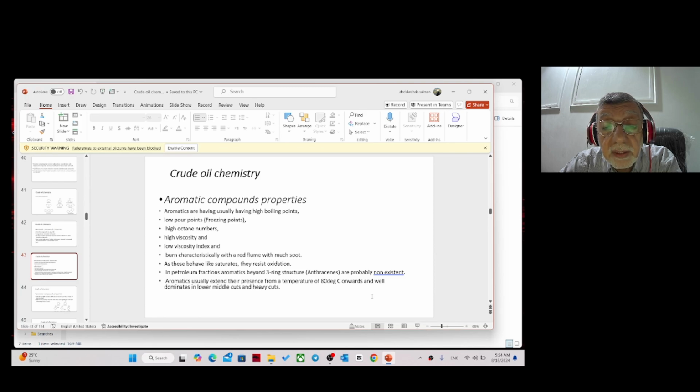In petroleum fractions, aromatics beyond the 3-ring structure of anthracene probably do not exist in crude oil. Only up to 3 rings exist in crude oil. More than 3 rings do not exist in fuel crude oil. Aromatics usually extend their presence from a temperature of 80 degrees centigrade onward and will dominate in the lower middle cut and heavy cut, meaning kerosene and diesel.